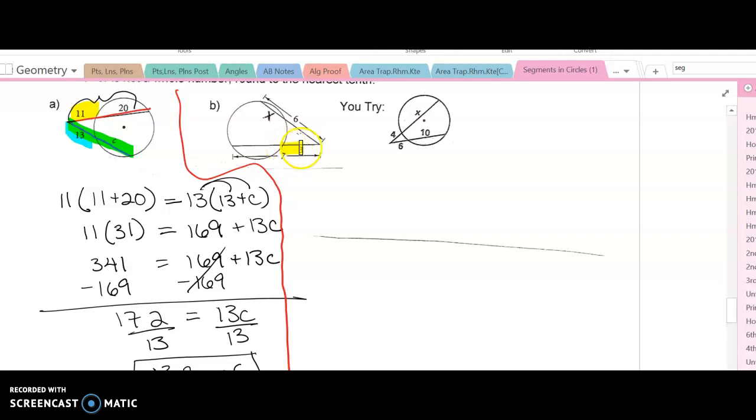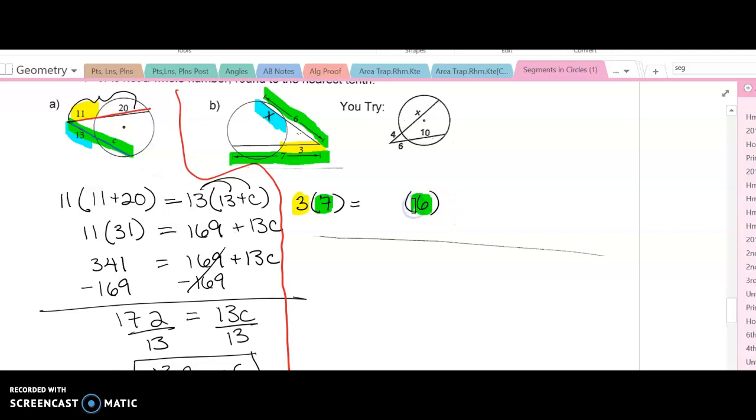So we're going to do the outside piece. I'm going to start with the bottom secant first. The outside piece times the whole thing, right? So 3 times 7. I don't have to do 7 plus something, because 7 is already the whole length of the secant. All right, now let's do the top. The outside piece, I don't know. I know the inside piece. The inside piece is x. I know the whole is going to be 6.